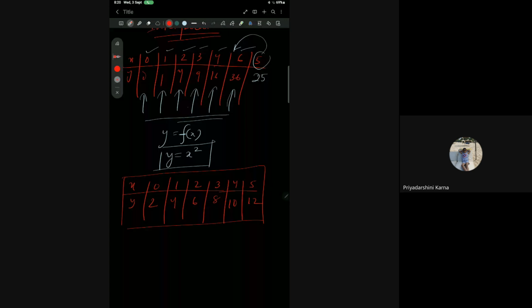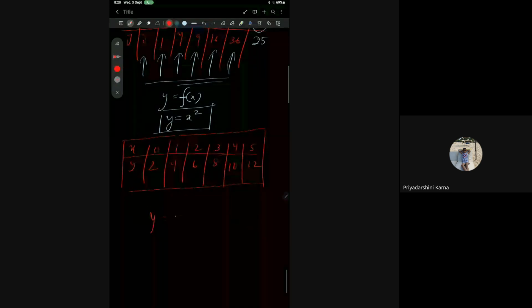So this will be 10, right? Y is equal to 2x plus 2. If you substitute x equal to 0, it will be 2. x equal to 1, it will be 4. x equal to 2, it will be 6. x equal to 3, it will be 8. x equal to 4, it will be 10. x equal to 5, it will be 12. Right?